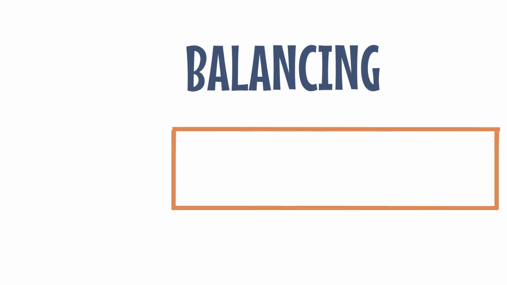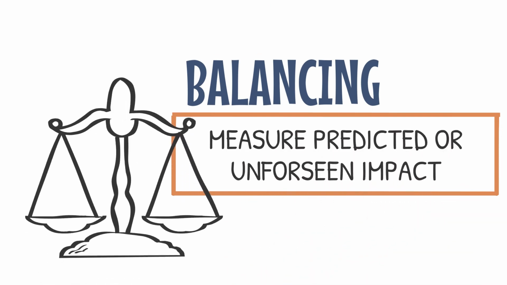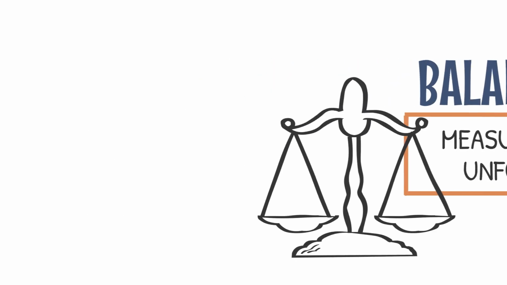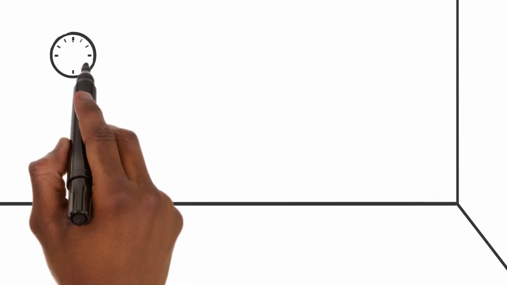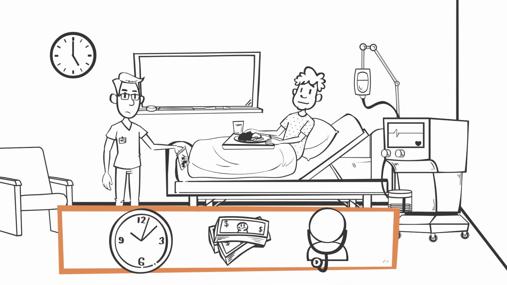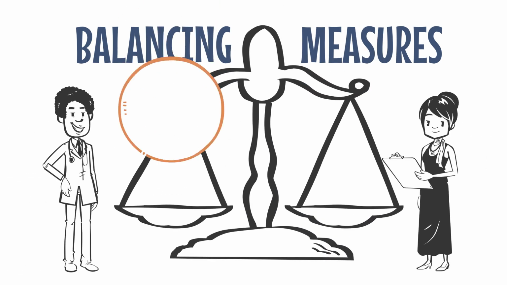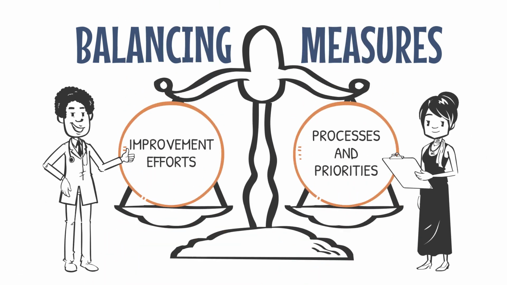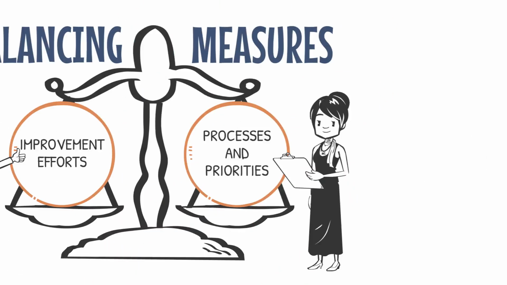Balancing measures are used to measure the predicted or unforeseen impact of an action on a process, team, or individual outside of the focused improvement process. For example, if we create an improved process for medication administration, but it requires excessive time, resources, or staff, then it has negatively impacted our productivity and costs. Balancing measures are meant to ensure our improvement efforts are in balance with other processes and priorities.